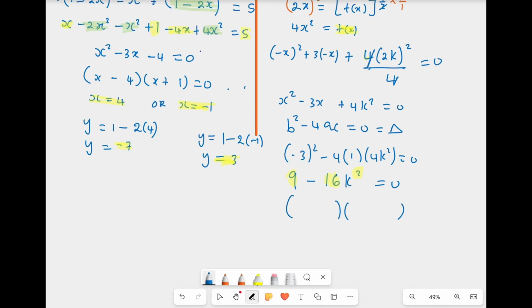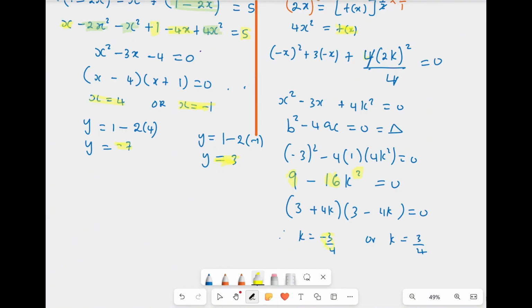So we are going to have 3 plus 4k and then 3 minus 4k is equal to 0. Therefore, our k is equal to negative 3 over 4, or our k is equal to positive 3 over 4. And then we have solved for k, for which the roots of that equation will be equal.